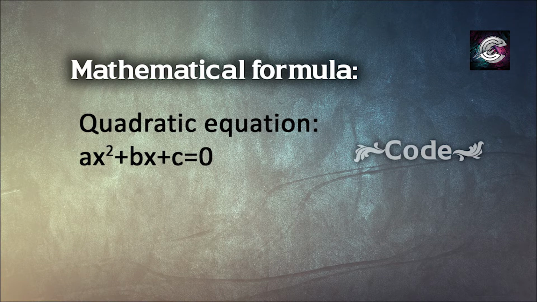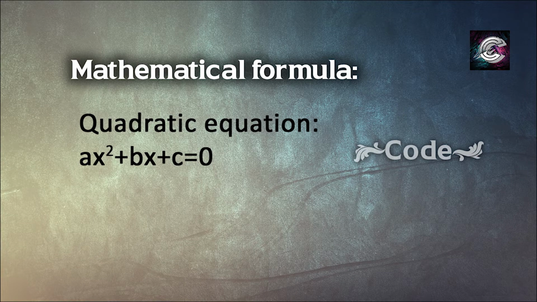Here, x is unknown, which you have to find, and a, b, c specify the numbers such that a is not equal to 0. If a equals 0, then the equation becomes linear, not quadratic anymore. In the equation, a, b and c are called coefficients.